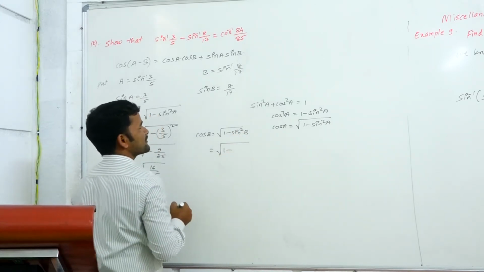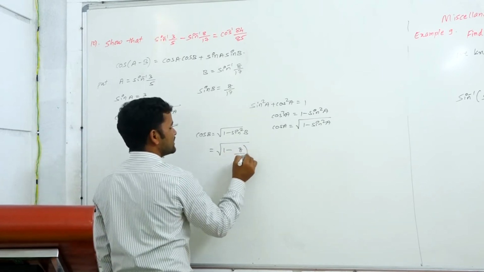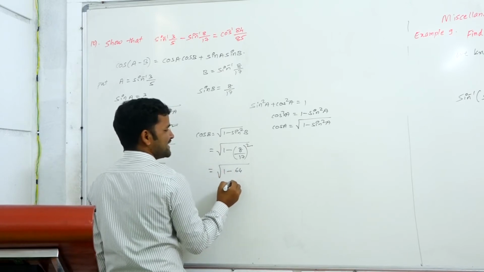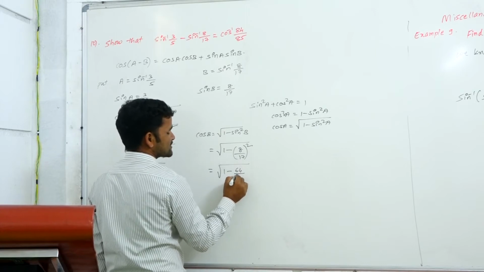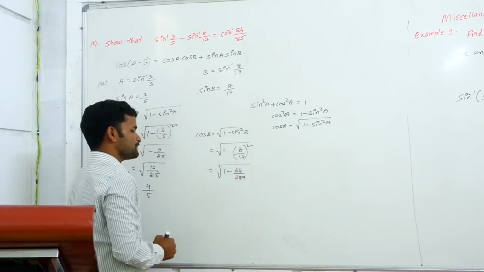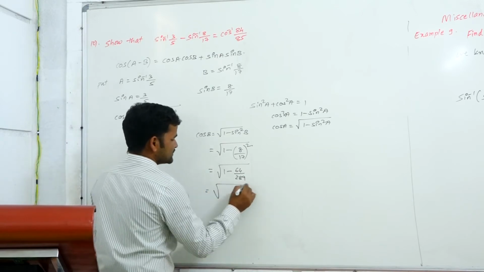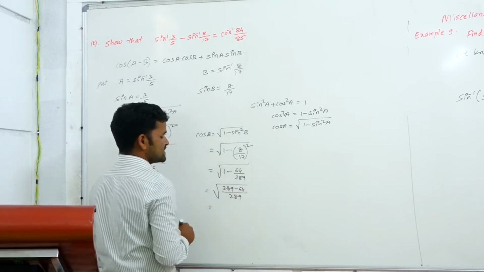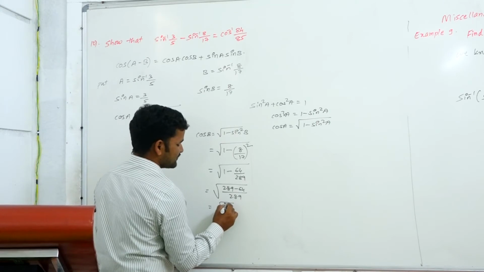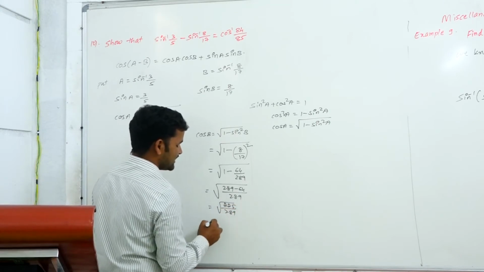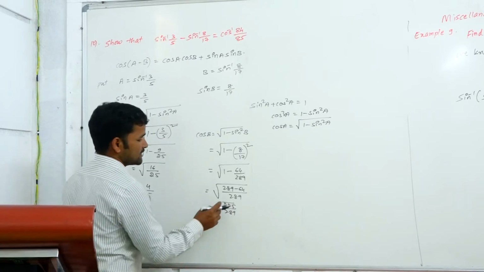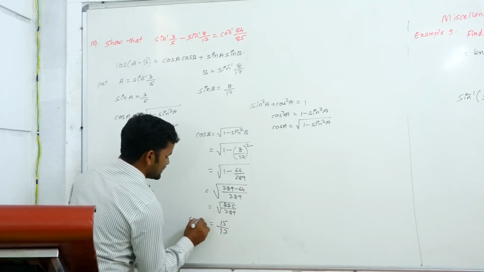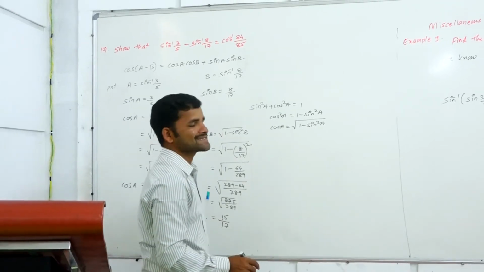Square root of 1 minus sin B value, which is 8 by 17, whole square. That is square root of 1 minus 8 square, 64, by 17 square, 289. If you cross multiply, square root of (289 minus 64) divided by 289, this is 225. Square root of 225 by 289. How much is this? This is 15 and this is 17. I got cos B is equal to 15 by 17.